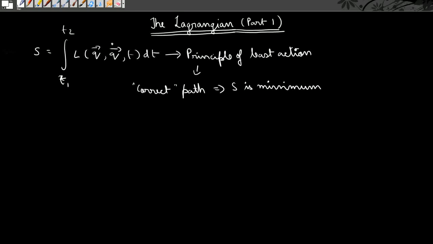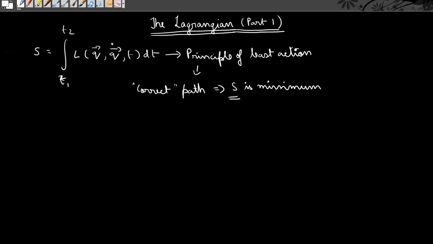In this video, we are going to study some of the important properties of the Lagrangian function which we encountered in our previous lecture. In the previous lecture, we studied the principle of least action, which says that the correct path followed by the particle corresponds to the one where the action denoted by S is minimized. And for this minimization to happen, some conditions must be followed, which are nothing but our Euler-Lagrange equations.